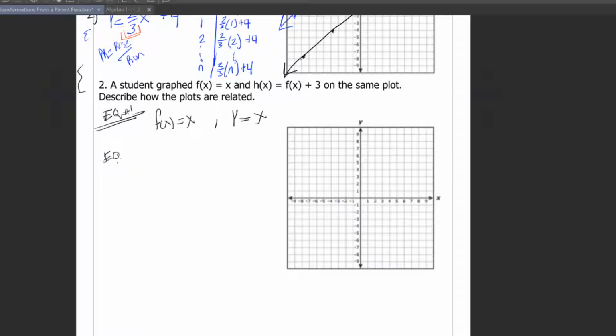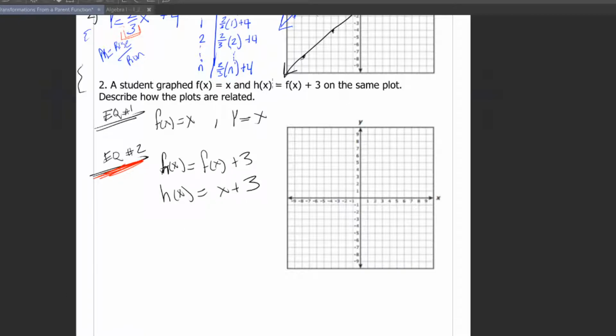And equation 2, h of x is equal to f of x plus 3. F of x equals x, so let's plug that in. H of x equals x plus 3. Okay. And again, let's plot the two equations. We'll do equation 1 in black, and then equation 2 in red.